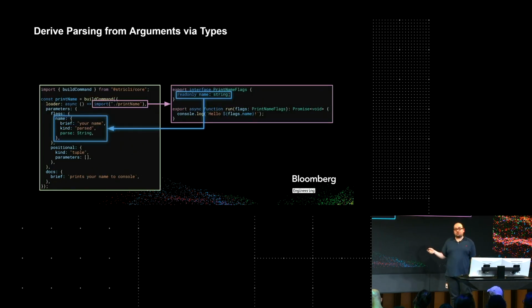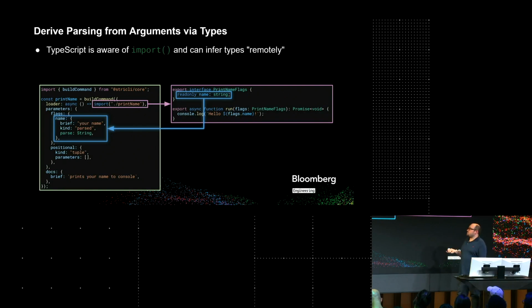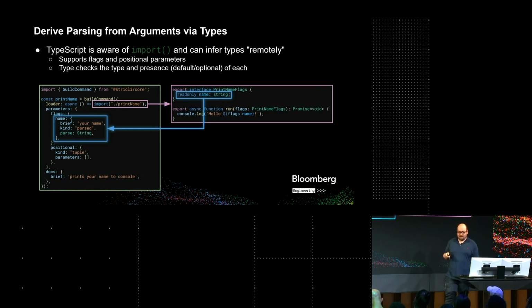What this allows us to do is say, from a TypeScript perspective, because TypeScript is aware of the dynamic import statement, it can read these types remotely. So it knows about flags and positional parameters, and it can type check those via the import statement. So this function run takes in an object that has name. We can make sure that the flags expect a name that is parsed as a string.